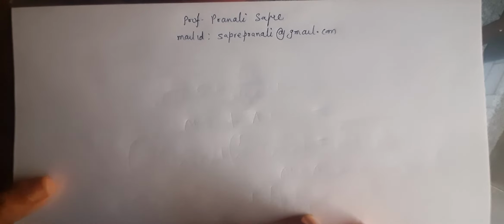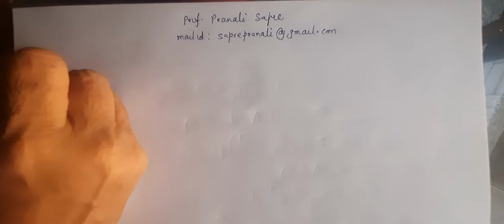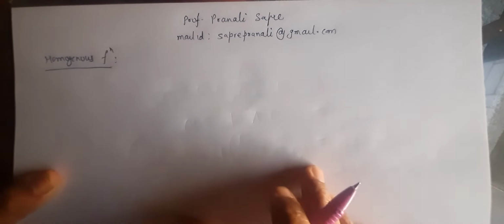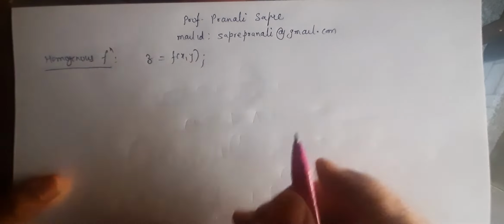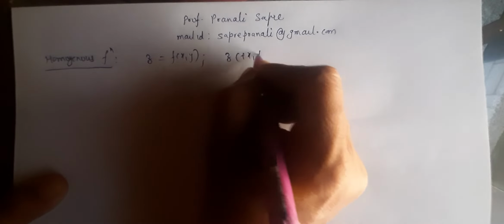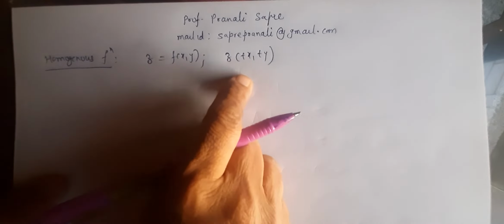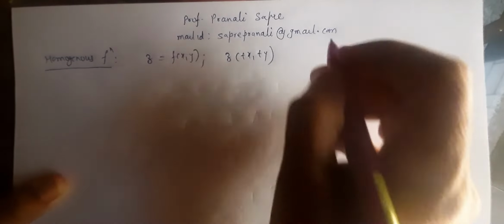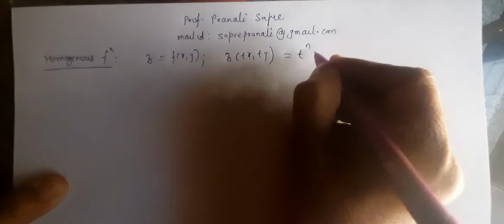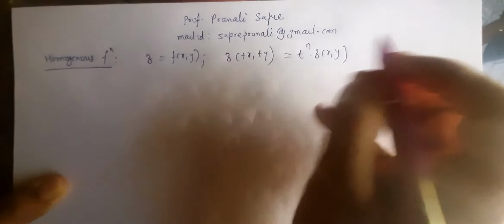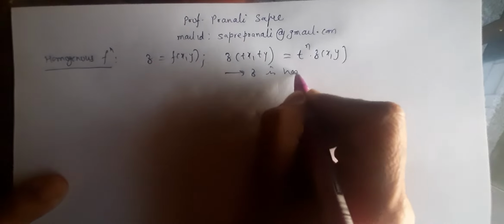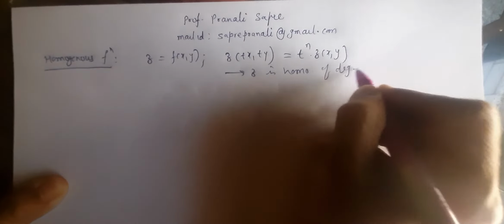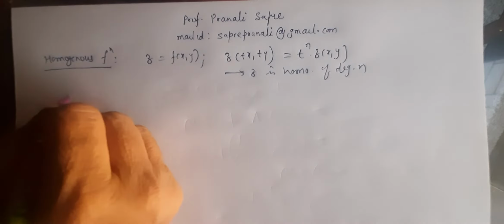and for that what we need is homogeneous function. So first let's see what homogeneous functions are. Now if I have, say, z is a function of x and y. Now from this, if we find z of tx, ty, meaning replacing x by tx and y by ty, and by this we get t raised to any power into the same z, then we say z is homogeneous of degree n.